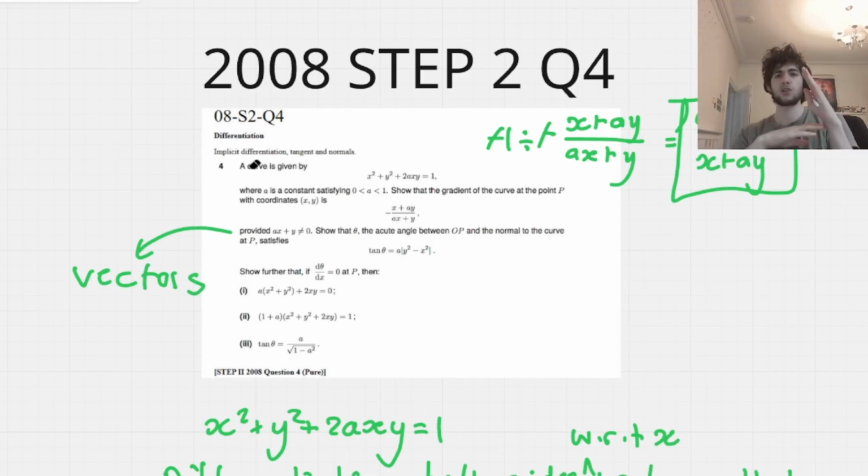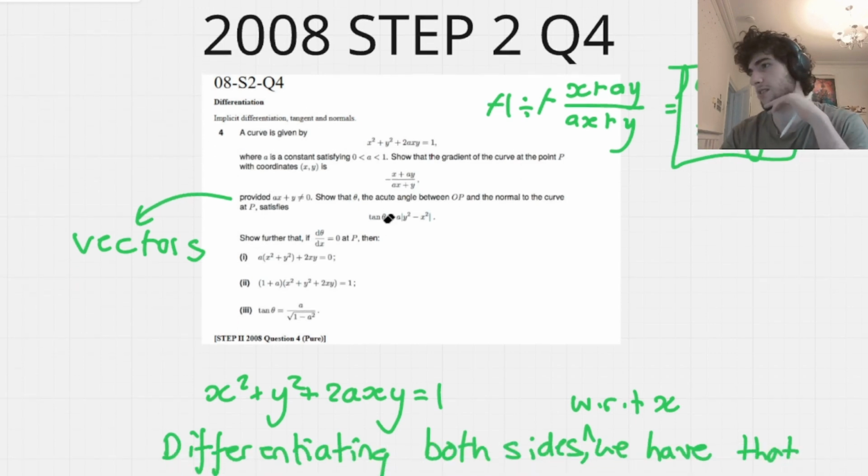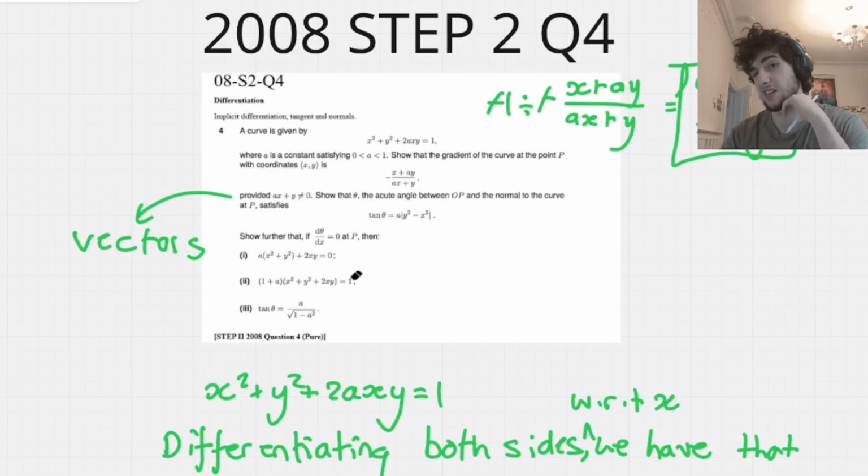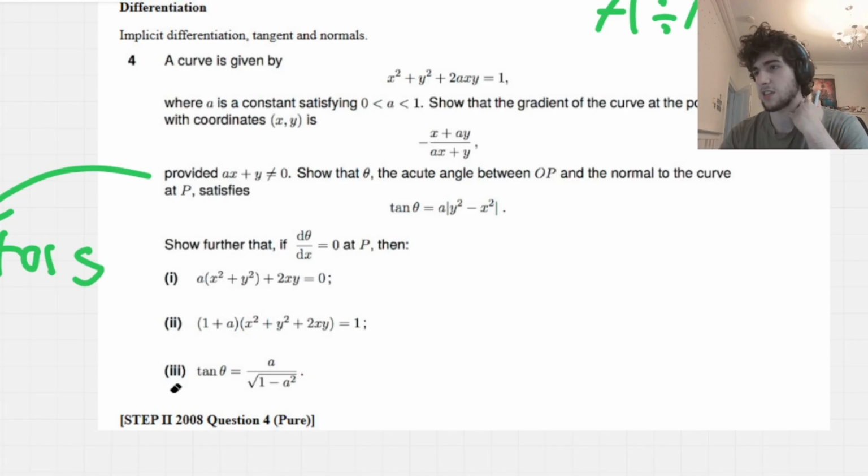Like effectively, you can just bring the lines to the origin, and then you have an angle made with each line to the origin, and then you just do tan of a minus b, and you use that formula. That also works, but I actually thought this would be quite elegant as a solution, so I thought I'd talk about this method instead. Anyway, we have shown further that if d theta dx is equal to 0 at this point p, then these following conditions hold.